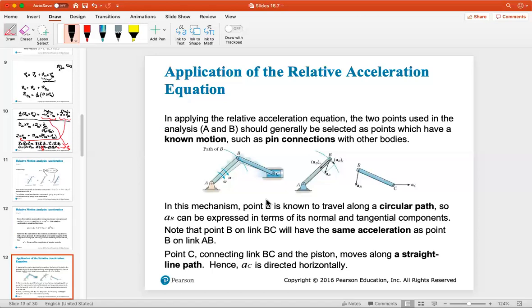Because these problems are large and complicated, you want to make use of points which have tractable motions. You don't want to choose and find the motions of random points that go through weird curves. You want to use pinned points because they don't move. You want to use points which go along circular paths or linear paths, because other points are going to be pretty awful to work out.